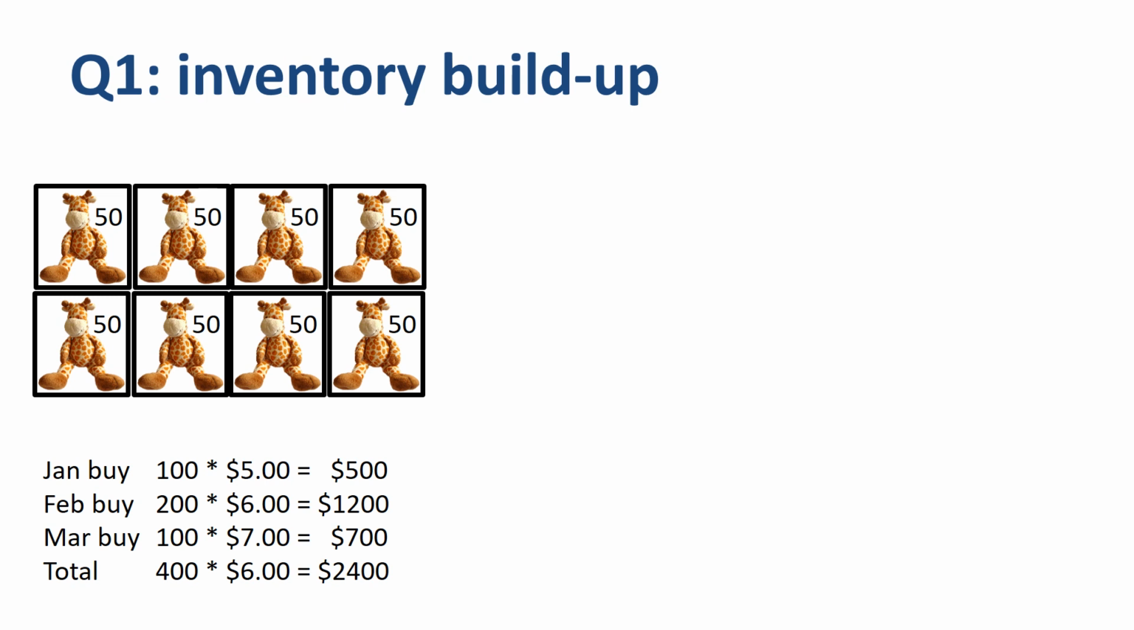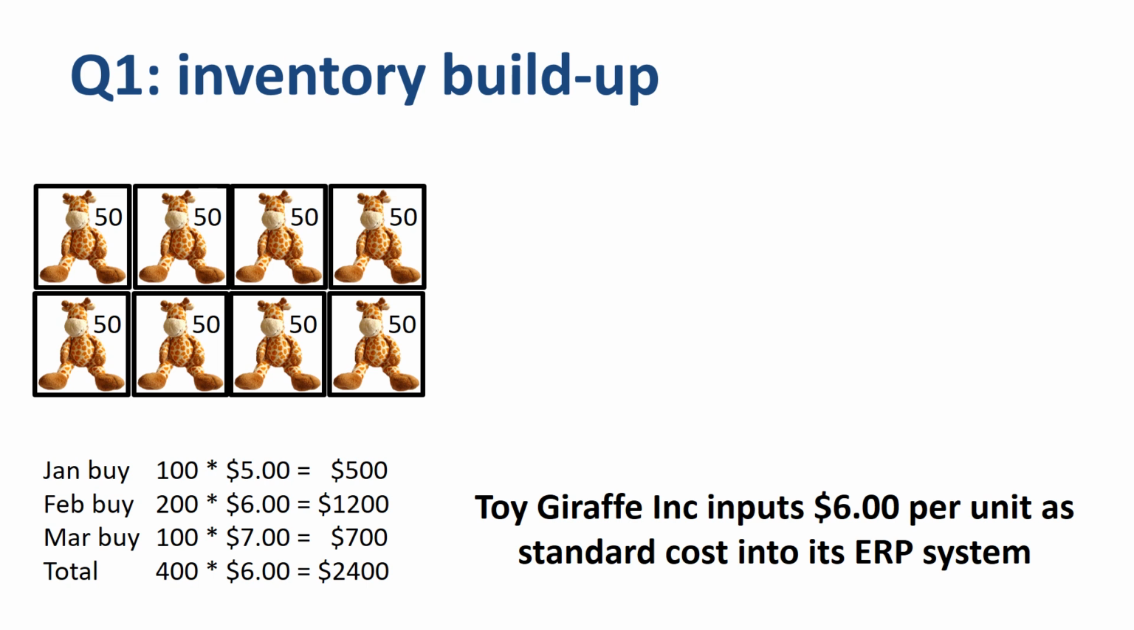The cost accountant at Toy Giraffe Inc. decides to use this average cost of $6 per unit as the standard cost of the product for the automated journal entries that get booked when shipments get registered in the ERP system.